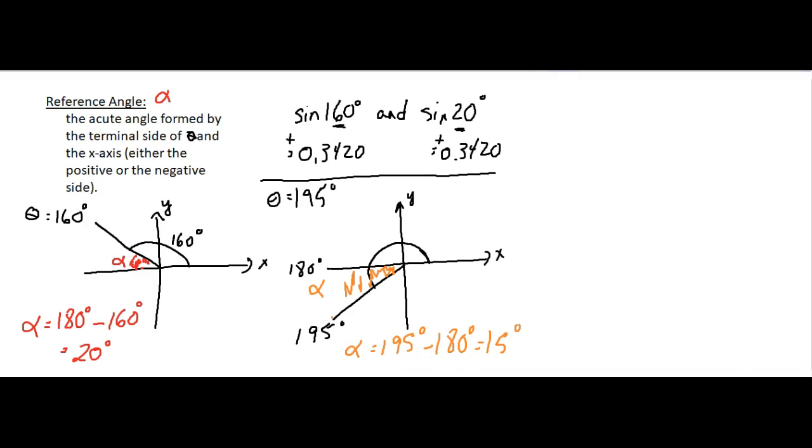Okay, one more for you to try. What is the reference angle for theta equal to 315 degrees? Draw the angle, determine where alpha sits, and see if you can figure out how much alpha is. Pause the video.